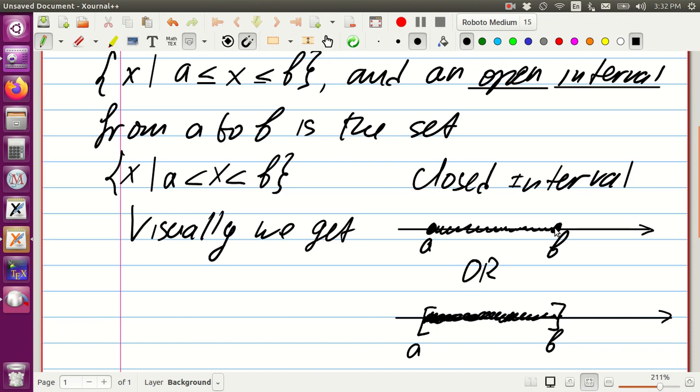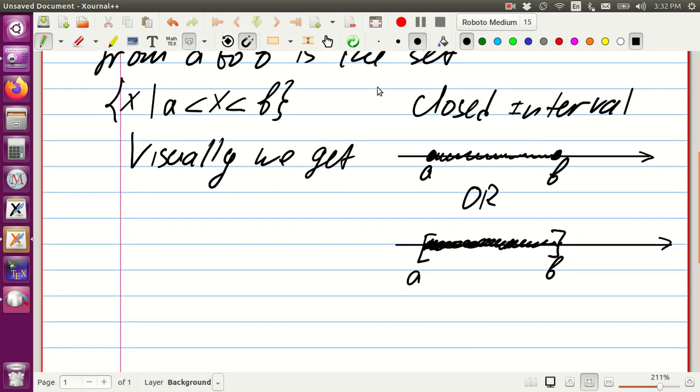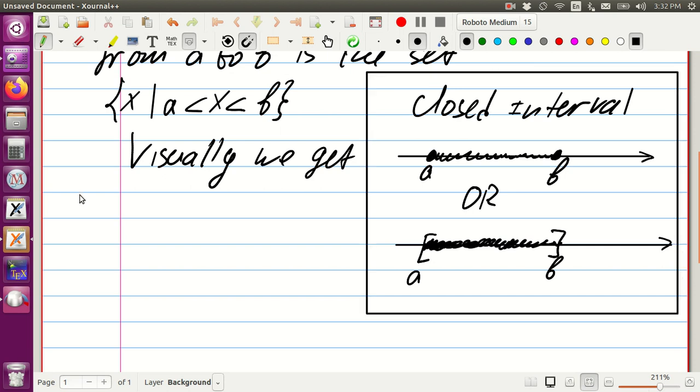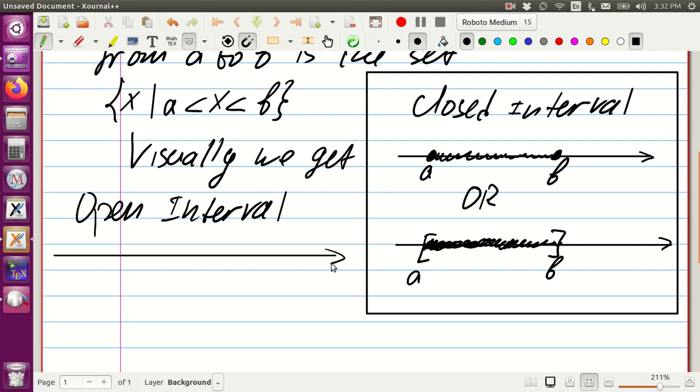Now we have described closed intervals. Again, either filled-in circles at the ends, which means we include A and B, or the brackets would work. So this is the closed interval. And for the open interval, you have a real line, and for A you use an empty circle. So this is A, an empty circle for B, and you fill in the line in between. That means you exclude the endpoints.